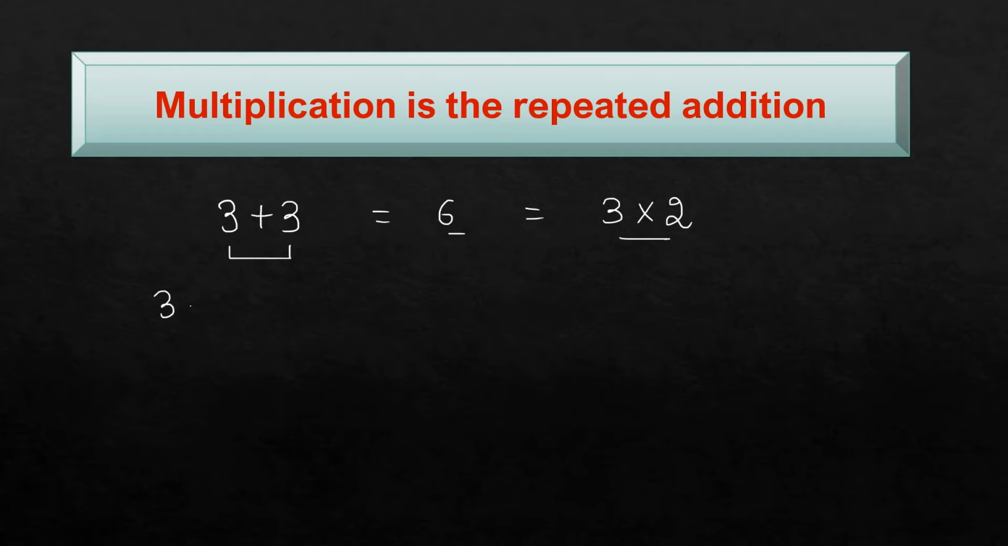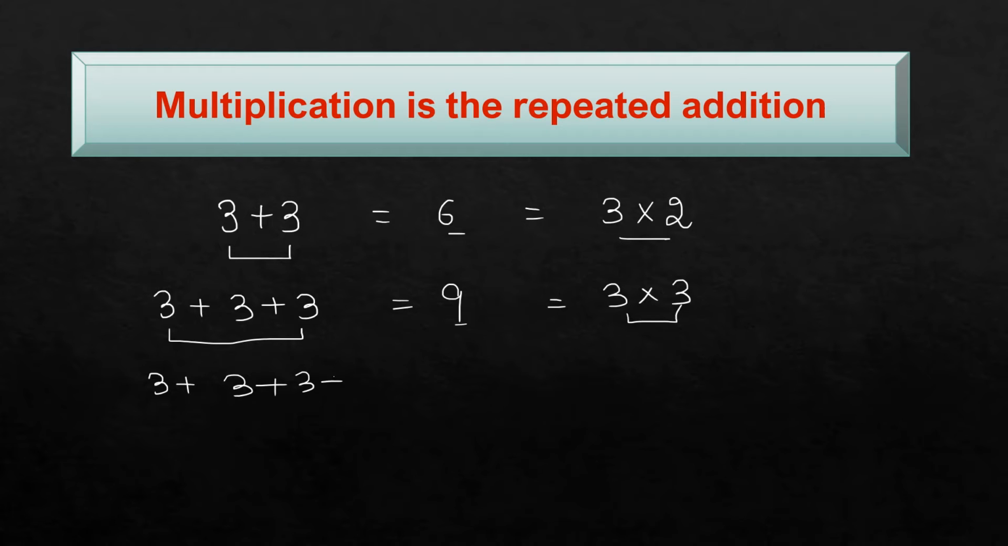Okay, if I consider 3 plus 3 plus 3, if you add them, you will get 9. But again, you see that 3 has been added 3 times. So I can write here 3 times 3. And what is 3 times 3? It's 9. So one more example. If I write it 4 times, it's 12. And what's 3 times 4? This is also 12.